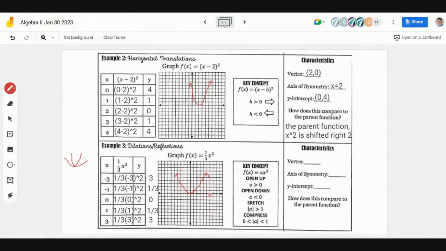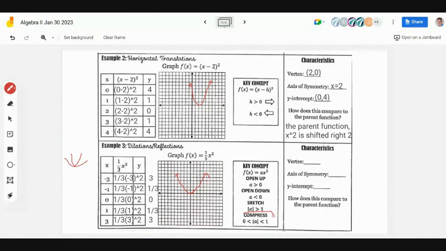If you do split screen. So the point that used to be 3, 9 has now been compressed down to where it's only 3, 3. And negative 3, 9 up here is compressed. What used to be 1, 1 is now 1, 1. And negative 1, 1 is now 1, 1/3. Everything has been compressed.